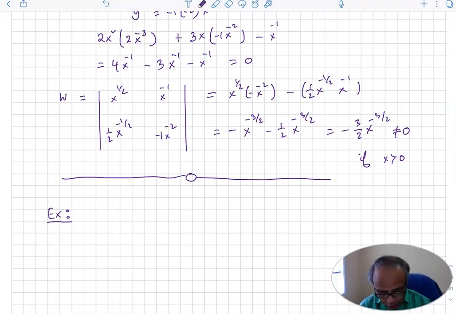So now I'm going to walk through something where we want to calculate the Wronskian.